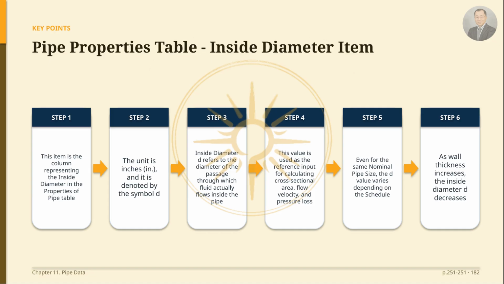Therefore, this value is used as the most basic input value that serves as the basis for calculating cross-sectional area, flow velocity, and pressure loss. One thing to note is that even for the same nominal diameter, the d value varies depending on the schedule or wall thickness specification. As the wall becomes thicker, the inside diameter d becomes smaller accordingly.